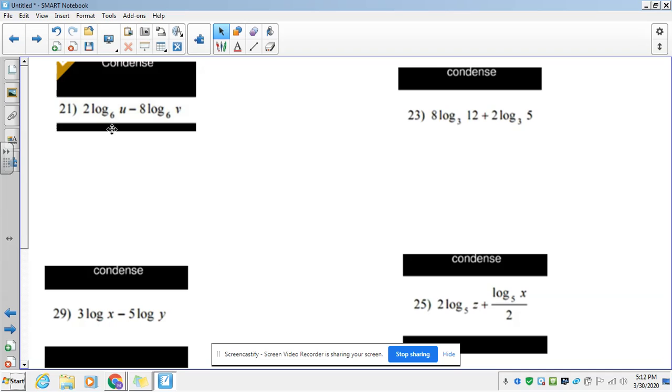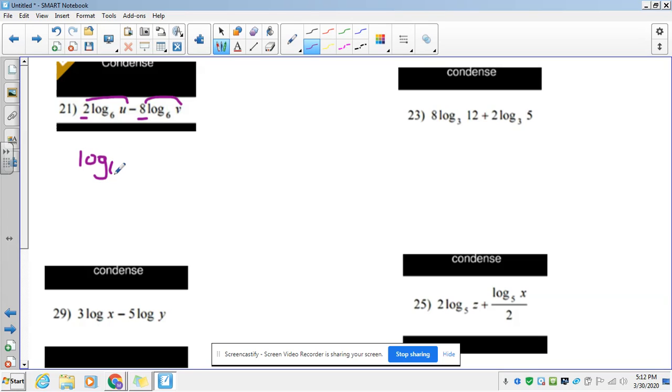Okay, so condensing is going backwards. So the powers out in front are going to have to go up here. And then subtraction, you want to be thinking division. So when you go from condensing, you're going to end up with one log.